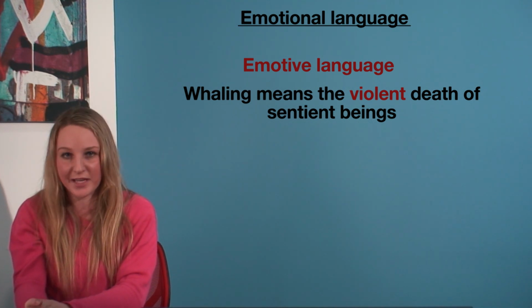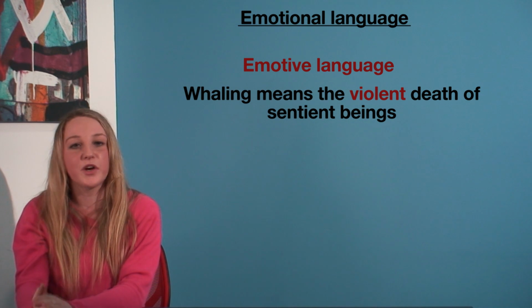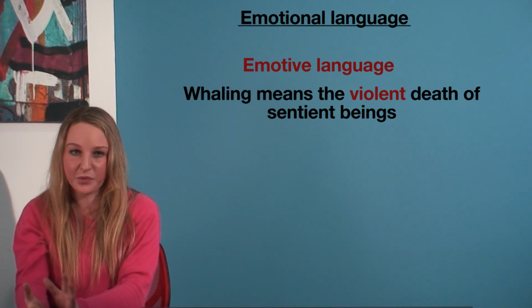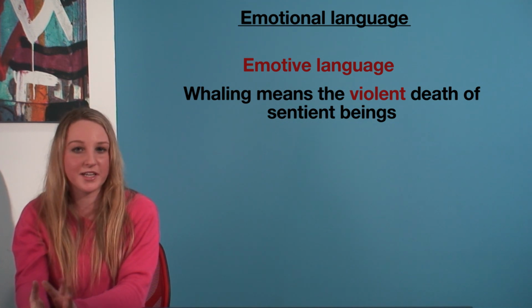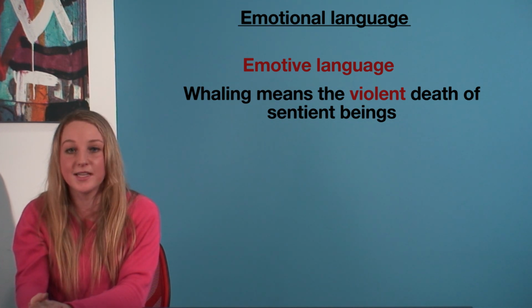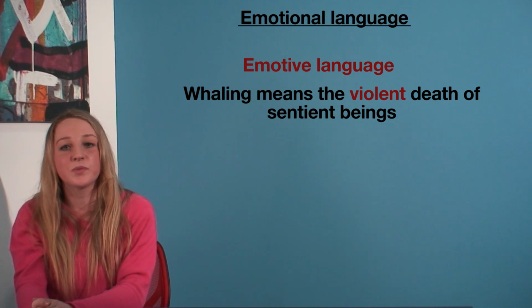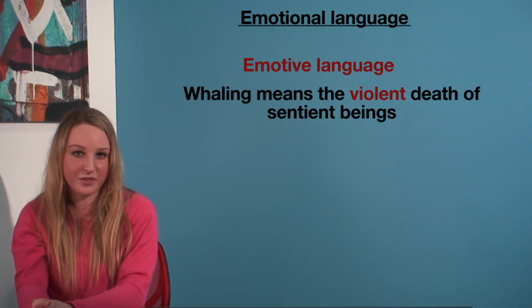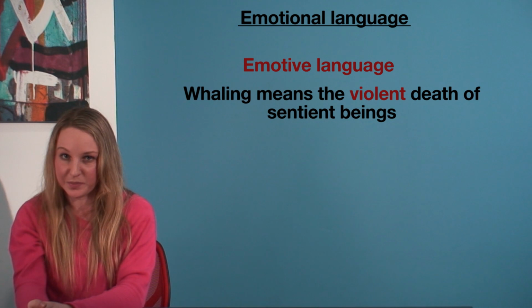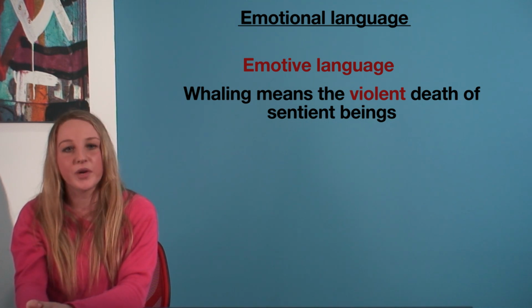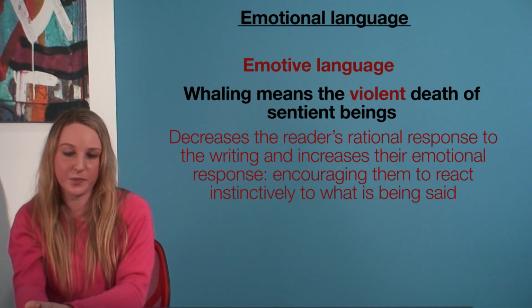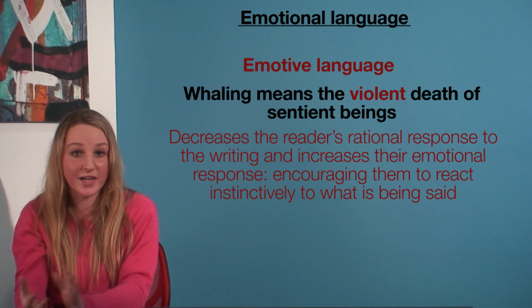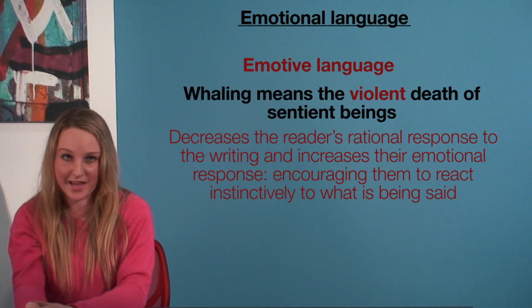This is how emotive language works. The writer evokes a particular emotional reaction from the reader and uses that emotion for their own purposes. In particular, adjectives can alter how a sentence is read so that the idea comes across more positively or negatively than it would have without that descriptive word. This technique decreases the reader's rational response to the writing and increases their emotional response, encouraging them to react instinctively to what is being said.